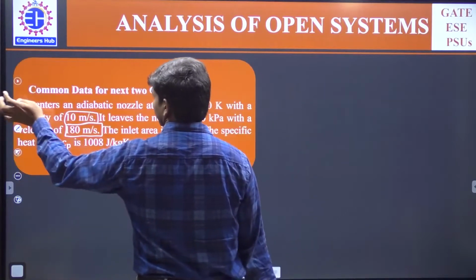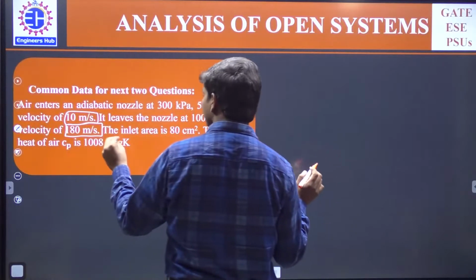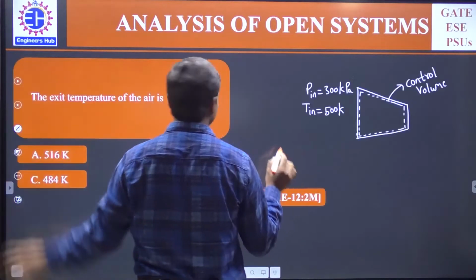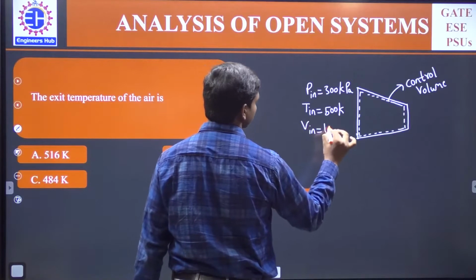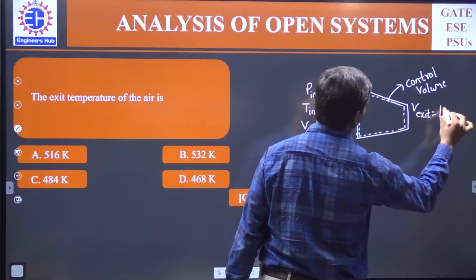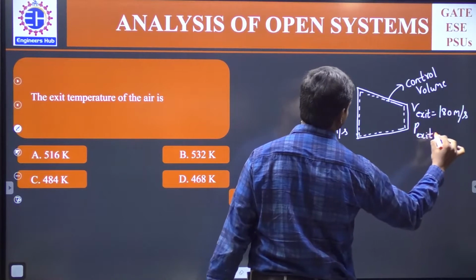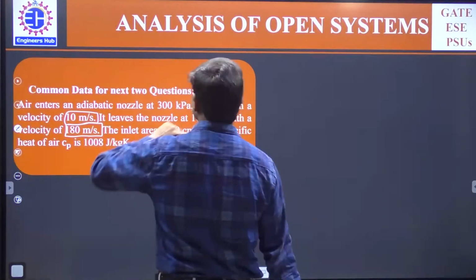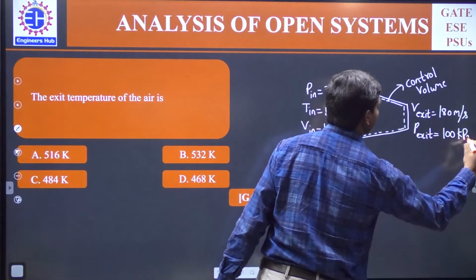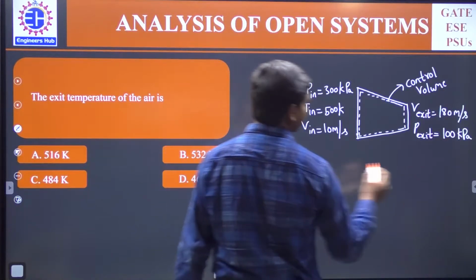Next, the initial velocity is 10 meters per second. It leaves the nozzle at 100 kPa with a velocity of 180 meters per second. So V in is given as 10 meters per second, and V exit is given as 180 meters per second, which is comparatively huge. And P exit is given as 100 kilopascals, so P exit is equal to 100 kilopascals. What he's asking for is the exit temperature of the air, so T exit.